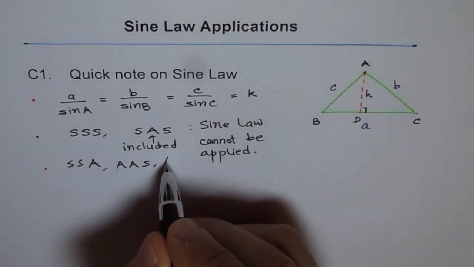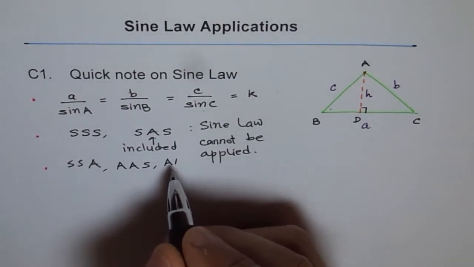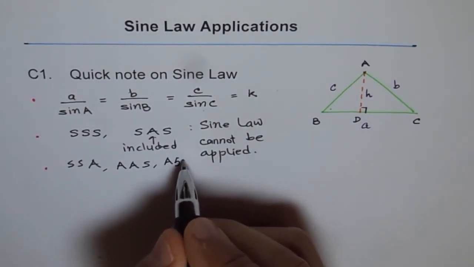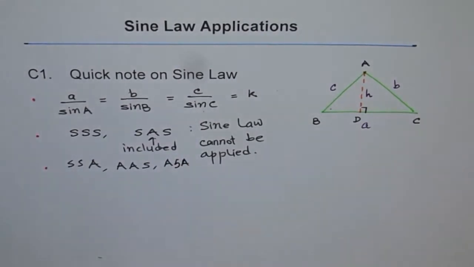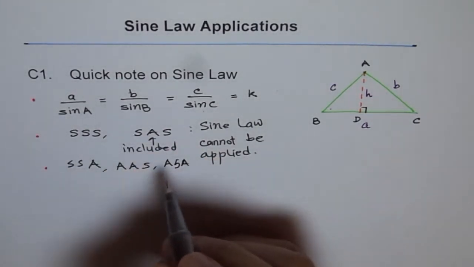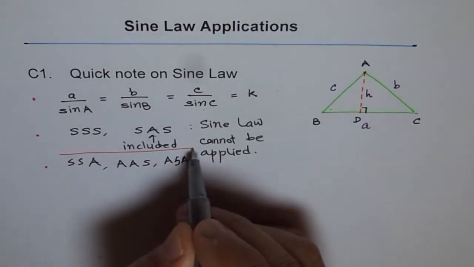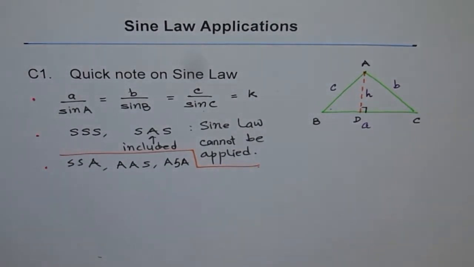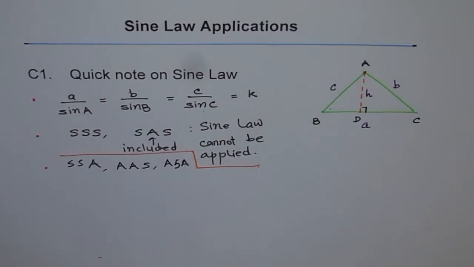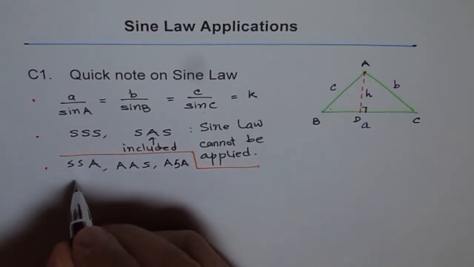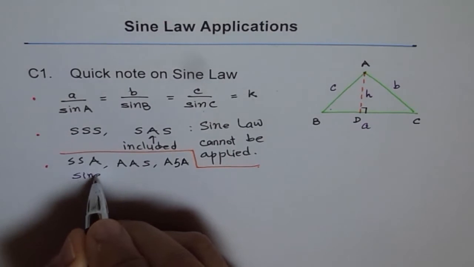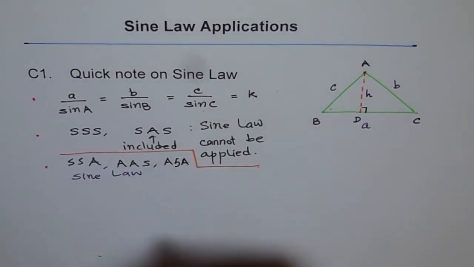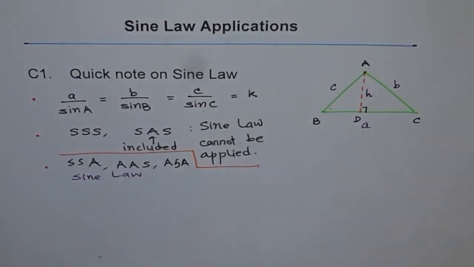Or if I give you two angles and a side in between, so let me write S here in between. In that case also, you can solve the triangle, right? So these are the three cases where actually sine law can be used, correct? So these three cases are good for sine law. So this is sine law, this is for sine law. So I thought this is a very important information to share with you.